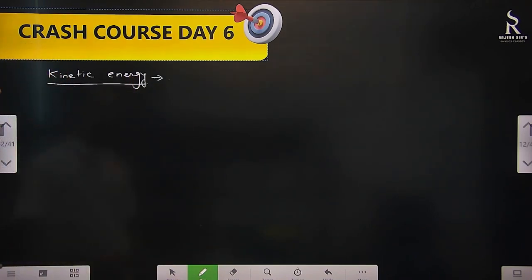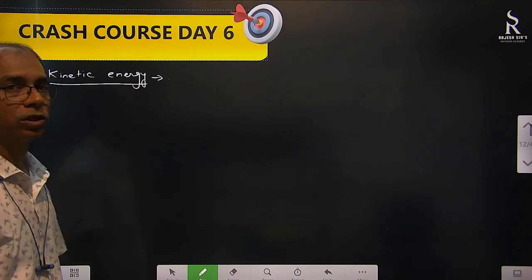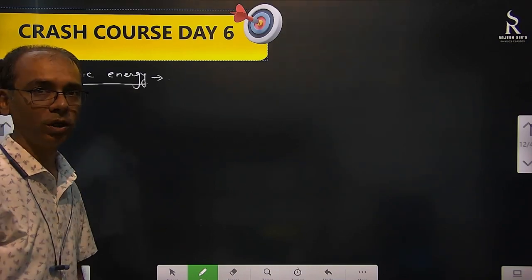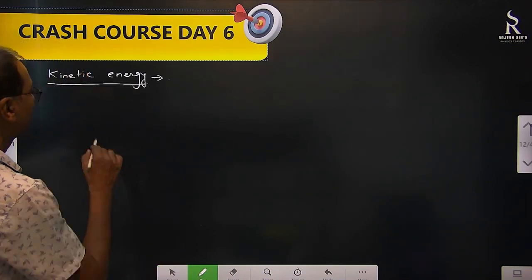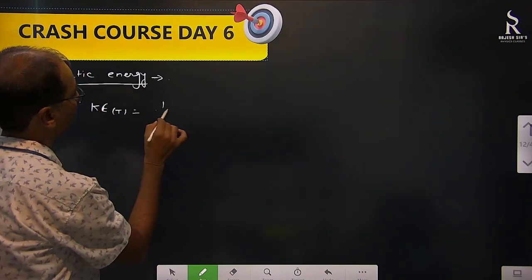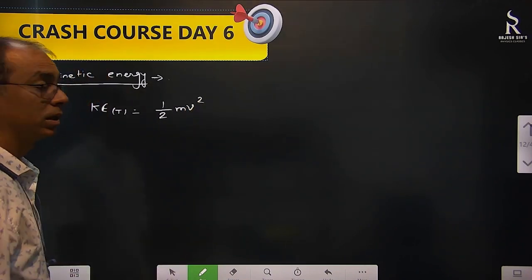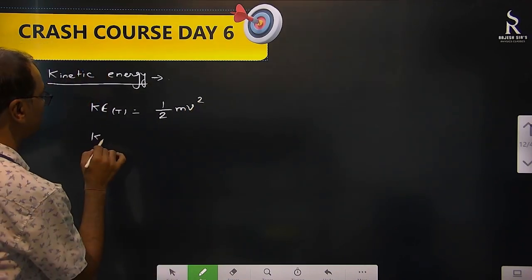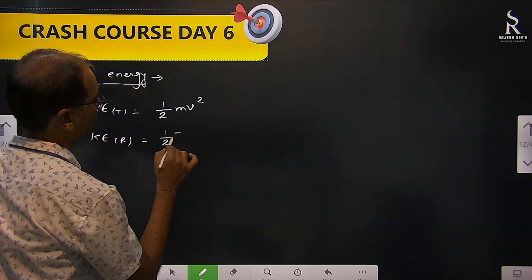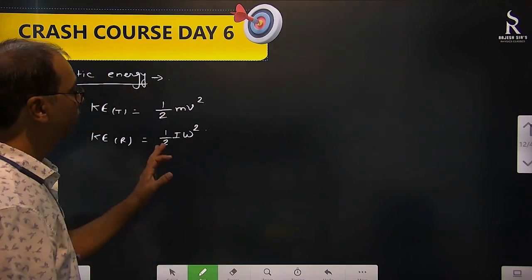Kinetic energy. But kinetic energy of what? Kinetic energy of rotation, kinetic energy of translation. We are going to see both because we are going to enter into rolling. First is kinetic energy of translation, which we all know: half mv square. And kinetic energy of pure rotation is half I omega square.